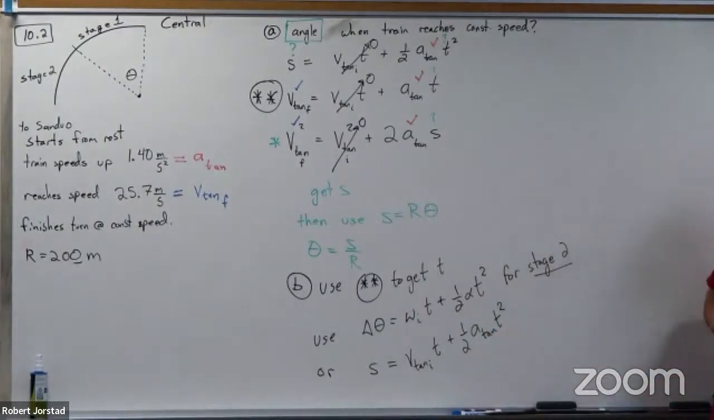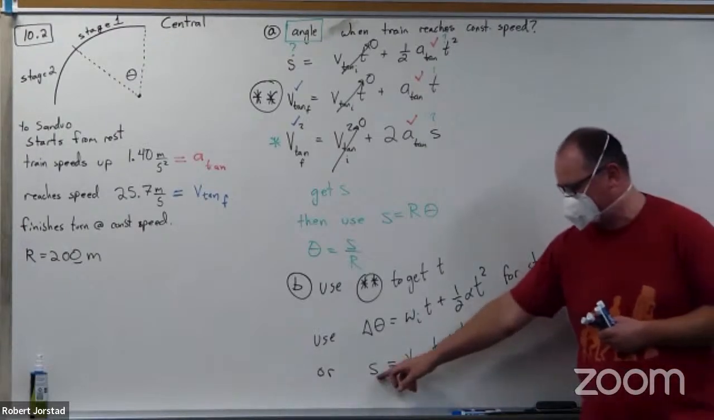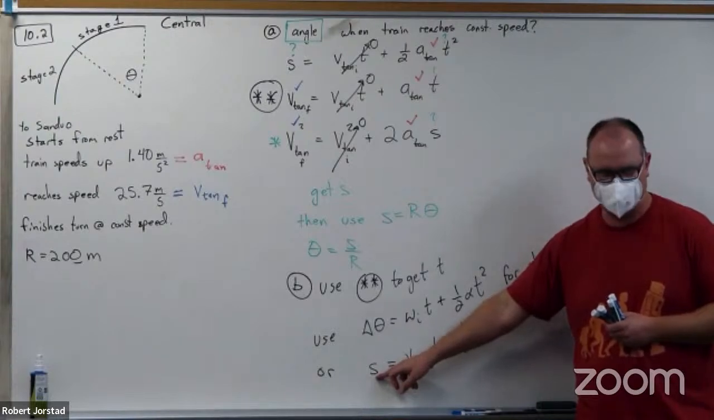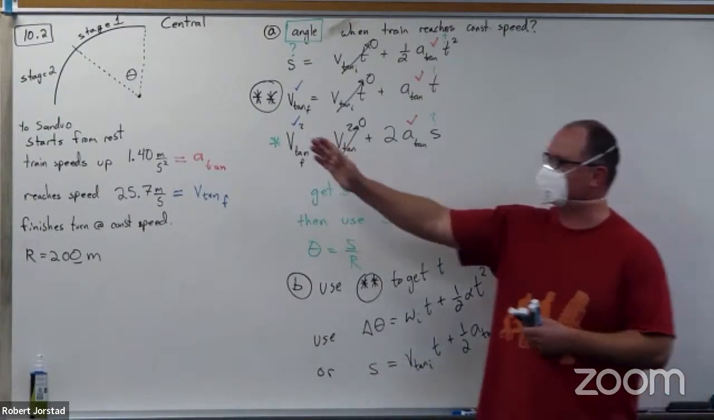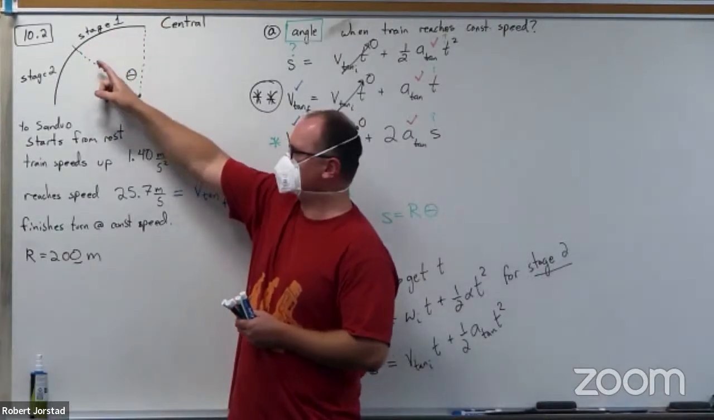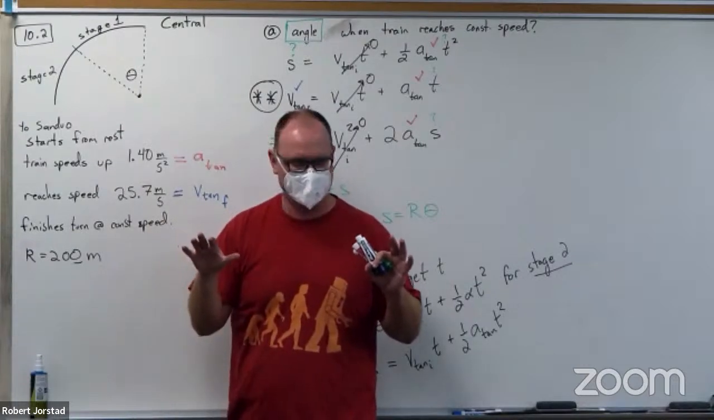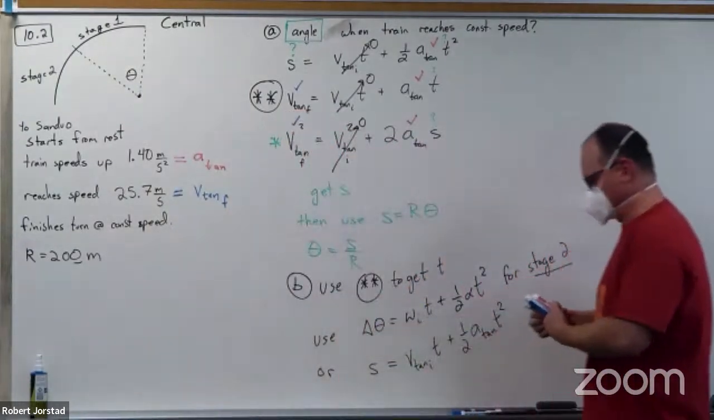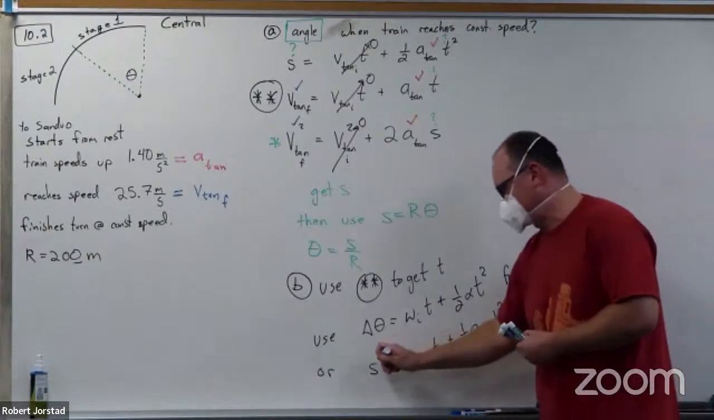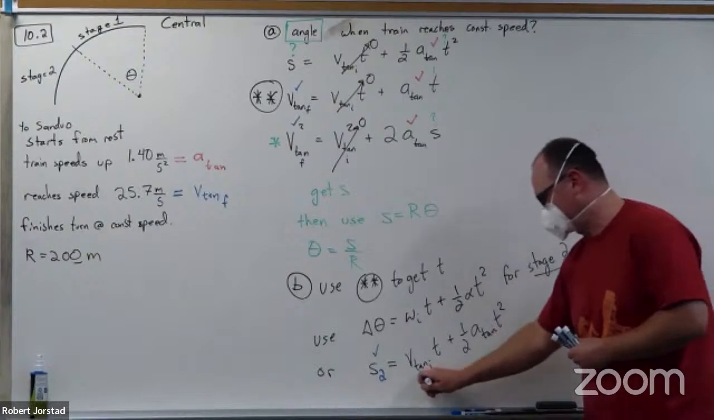In this case, do you agree we should, in theory, be able to figure out the amount of arc length left in stage two? If we know the arc length for stage one, we should be able to get the arc length remaining for stage two. Do you agree with that? So in theory, we could figure out this arc length for stage two.